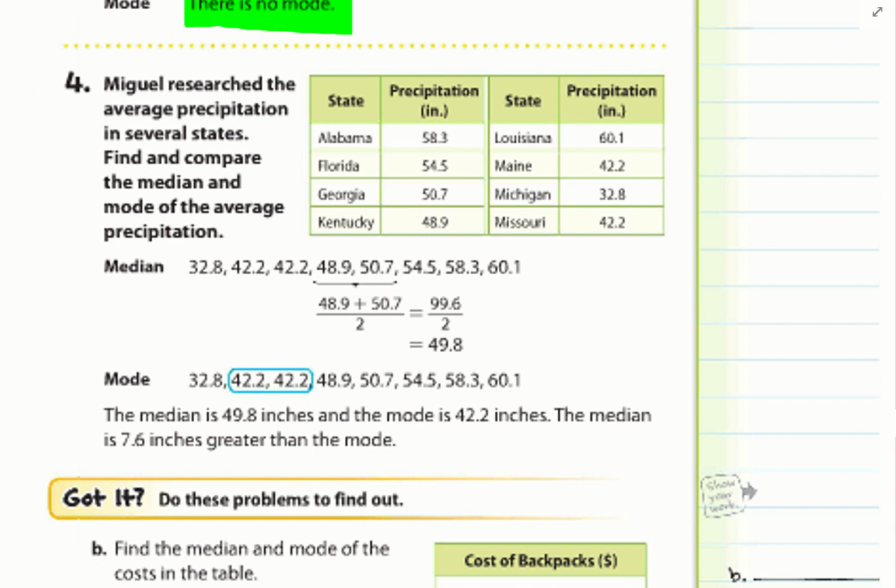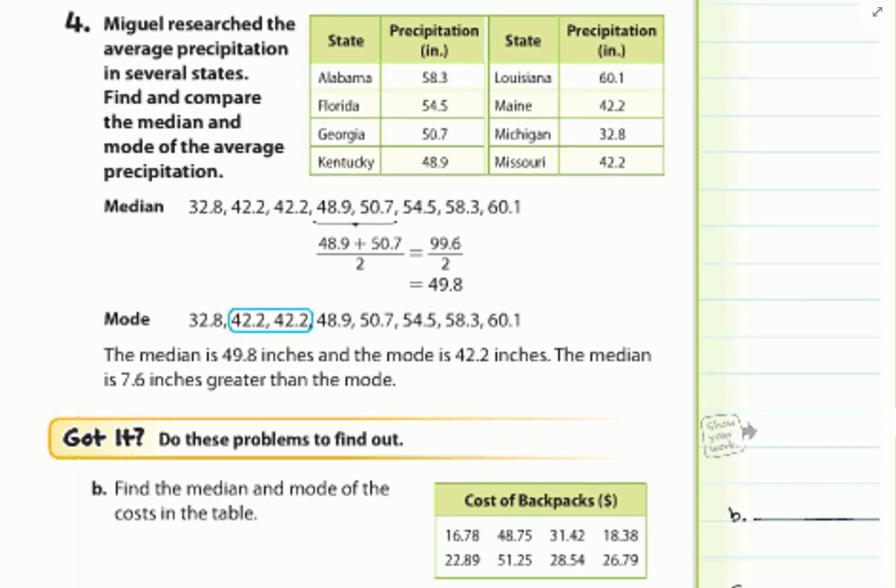Miguel researched the average precipitation in several states. Find and compare the median and the mode of the average precipitation. So the first thing we have to do, which they did for us, is take the list and put it from least to greatest. Now if you find the median, you're going to notice the median is going to be between 48 and 9 tenths and 50 and 7 tenths. So if we add those together and divide by 2, the number in between those numbers is going to be 49 and 8 tenths.